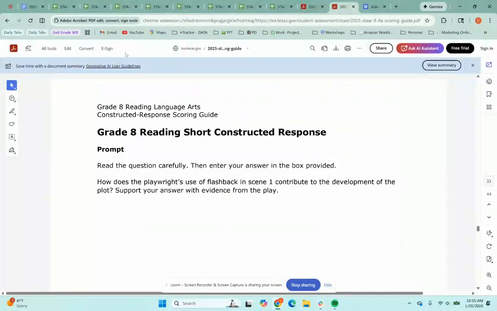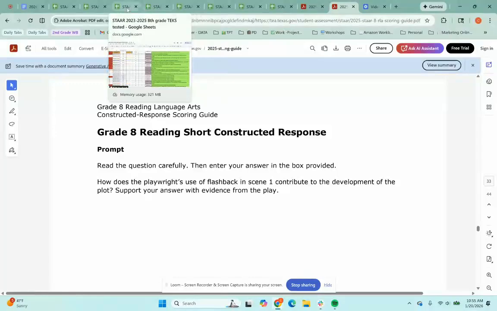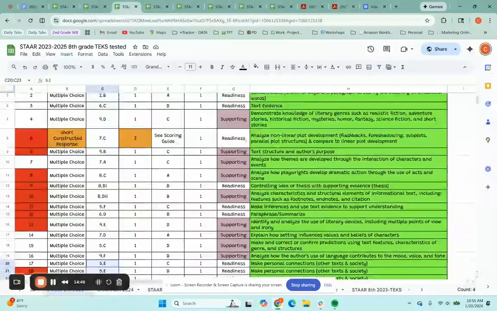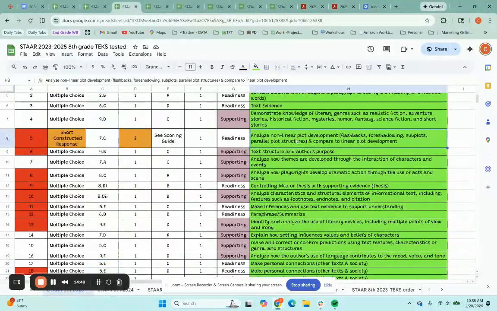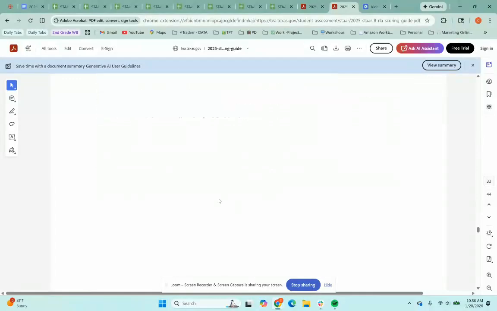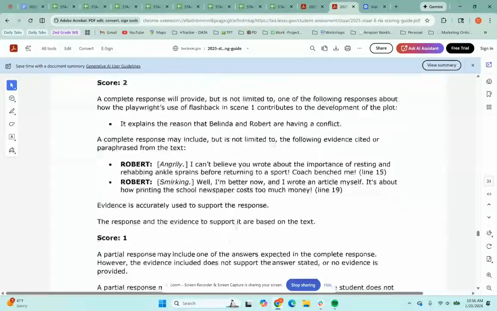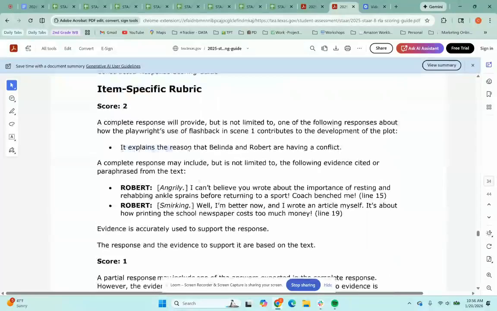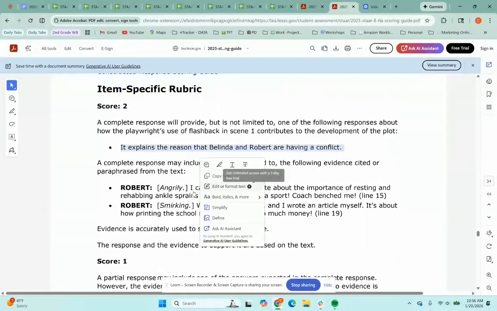This one, if you look at the TEK for 8th grade, it is analyze nonlinear plot development, flashbacks, foreshadowing, all that stuff. But it is basically having to do with plot. So let's look at the scoring guide. It says, how does the playwright's use of flashback in scene 1 contribute to the development of the plot? Support your answer with evidence from the play. So if you scroll down, the reason they're having a conflict.